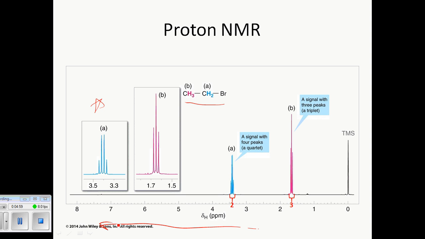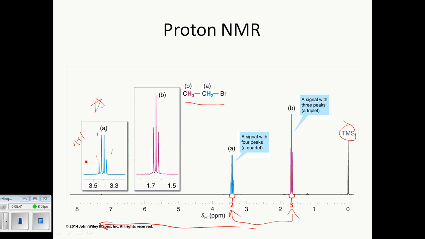Normally when you run NMR, you have TMS, which is tetramethylsilane, which is used as an internal standard. So that always shows up as 0, so everything else can be measured against that. If you look at this, you have 2 signals, so that means you have 2 chemically different protons. And then if you look closer, you can see that the number of peaks will give us some information. For example, this has 4 peaks in that signal. So we have what's called the n+1 rule.